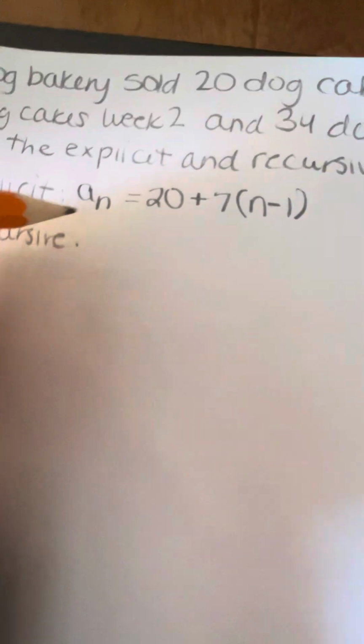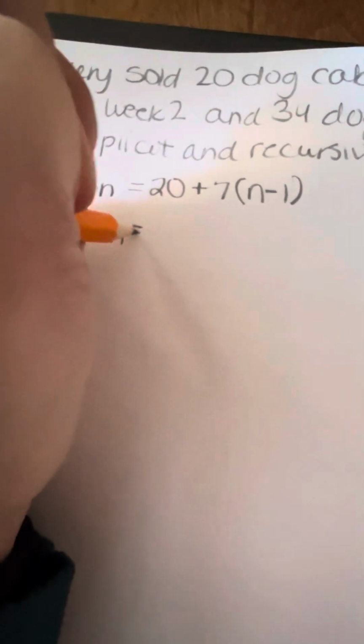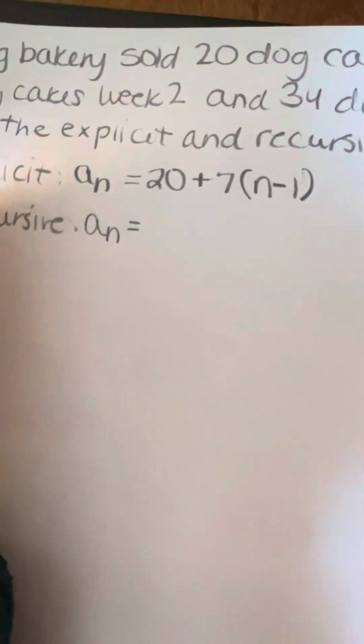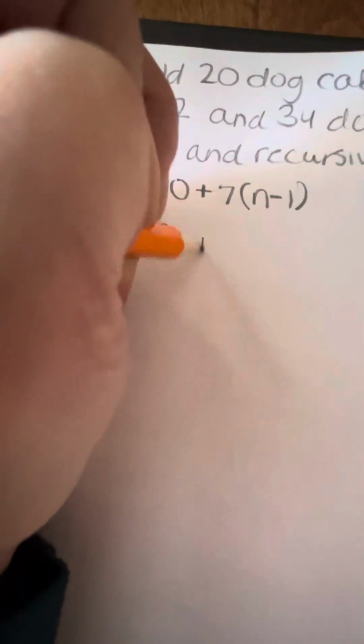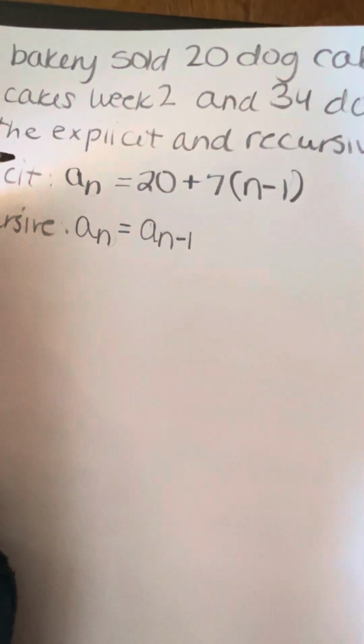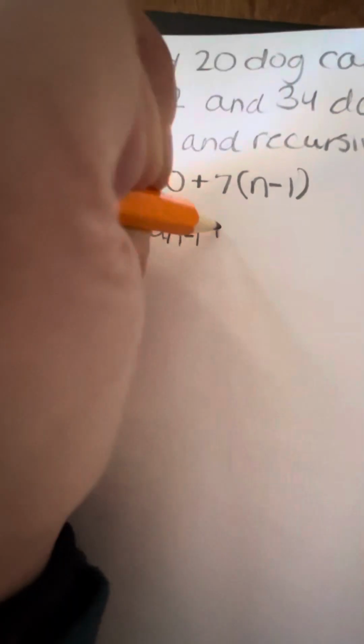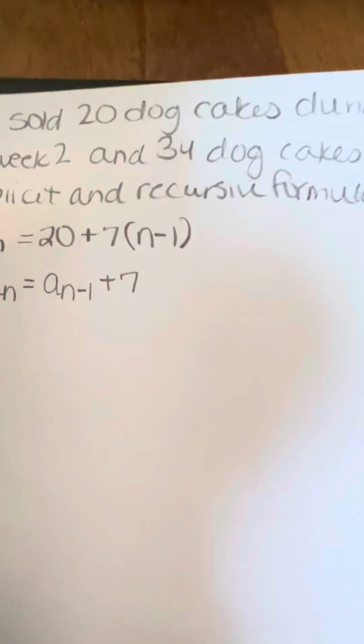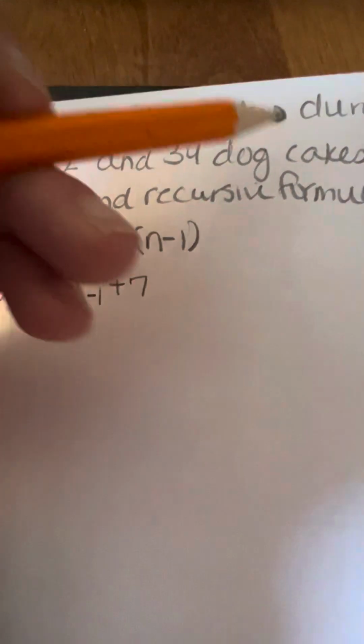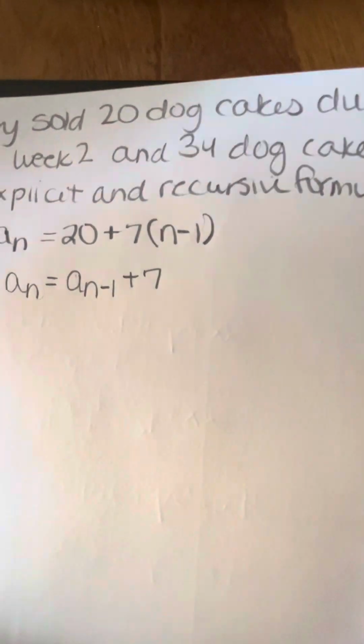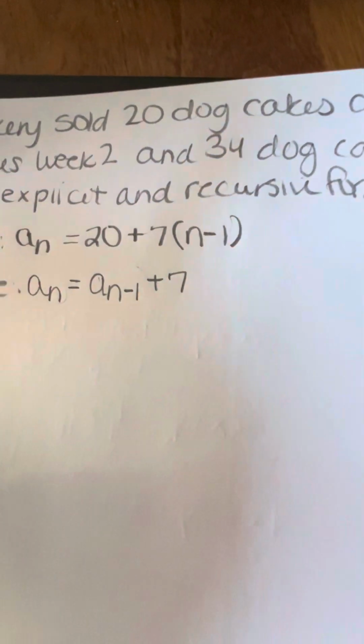Now, if I wanted to do the recursive formula, a lot less useful as far as I'm concerned, you would take the number that you're looking for, a sub n, and then you take a sub n minus 1, which means you need the number before it, and then you just add 7. So it's kind of like what we did up here. We needed the numbers before so we could figure out what the pattern was. Once we found it, we could continue that pattern.